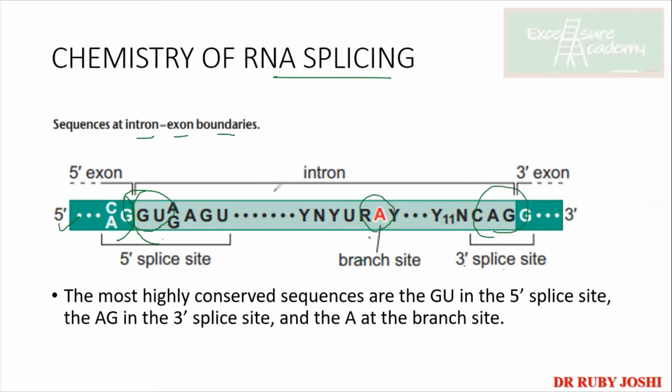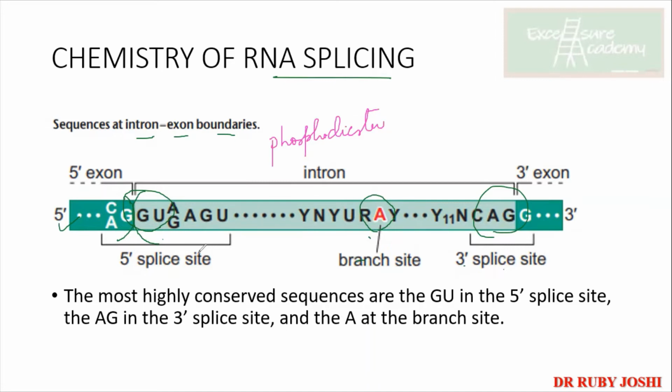Now, when I say that it gets detached, what does it mean? So in the RNA, there is a phosphodiester bond, correct? It's a phosphodiester bond. So in the process of RNA splicing, there will be breakage of 2 phosphodiester bonds and formation of 2 phosphodiester bonds. So the net result is 0.